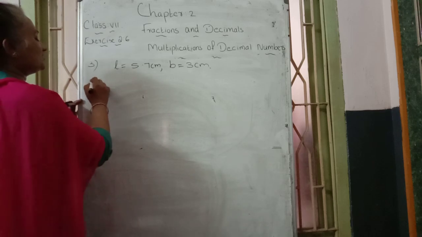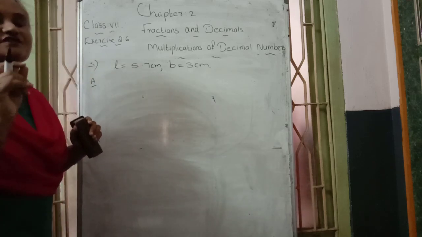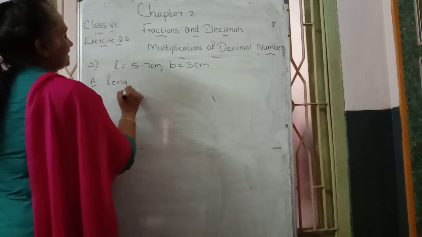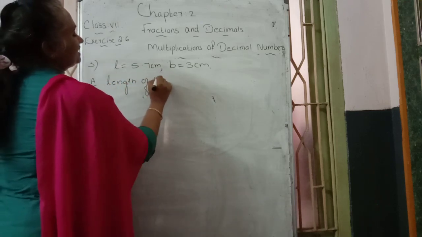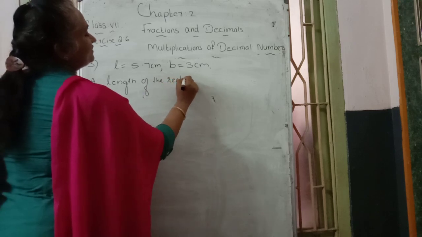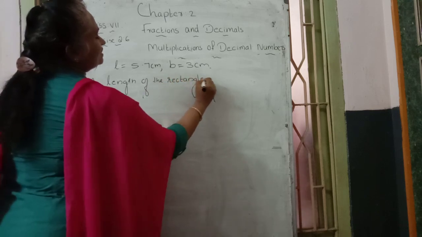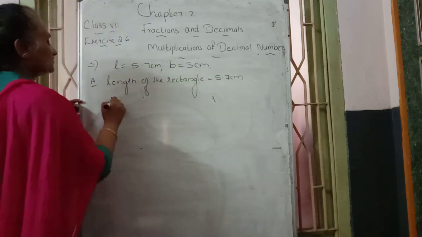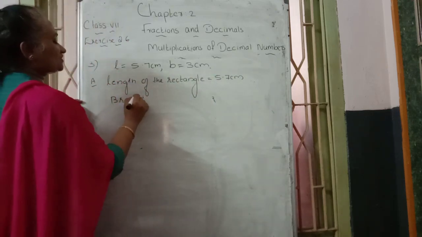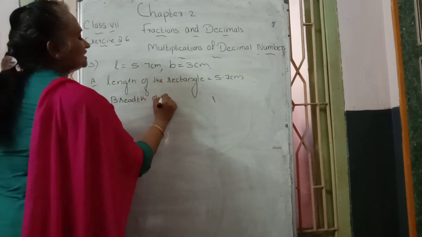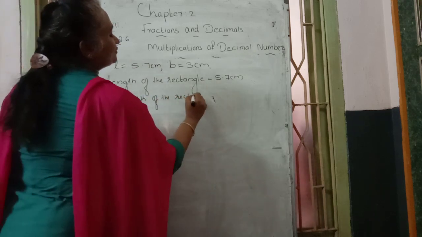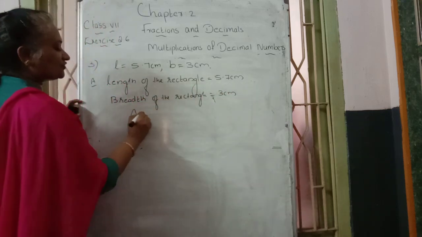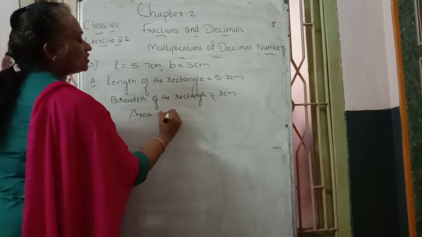In a word problem case, we always want steps. First, write down the length of the rectangle, since they have given it. How much is it? 5.7 centimeter. Next, we write the breadth of the rectangle. The breadth of the rectangle is equal to 3 centimeter. They ask us to find out the area of the rectangle.